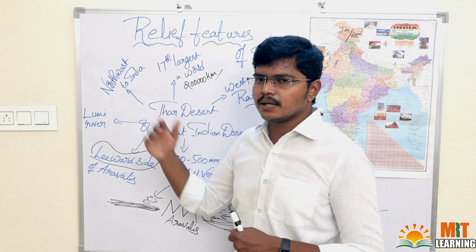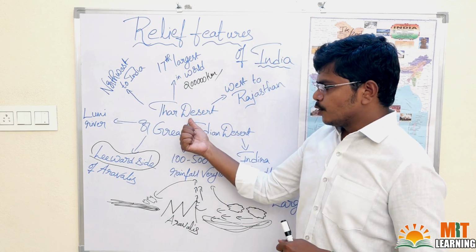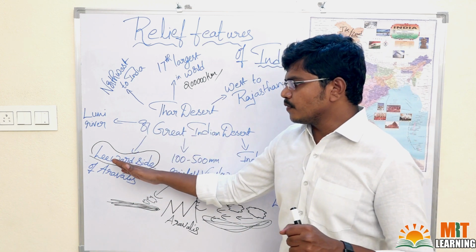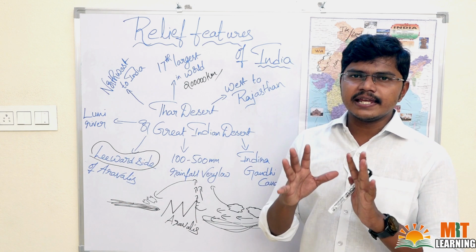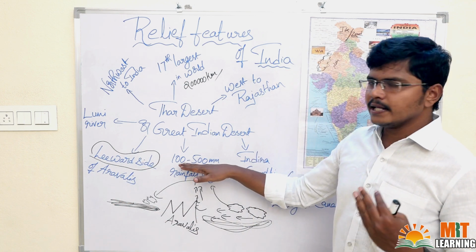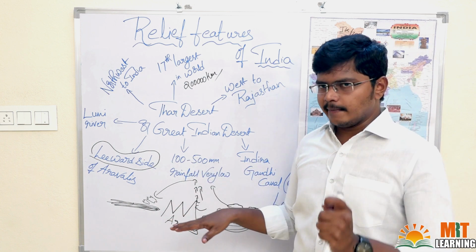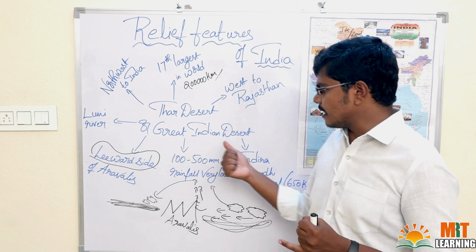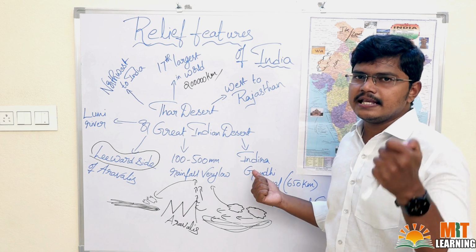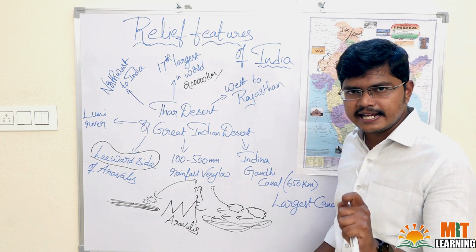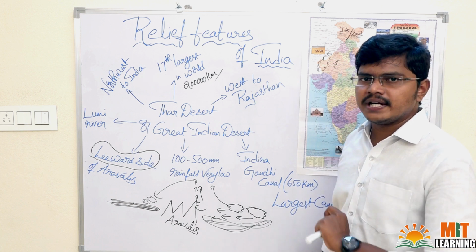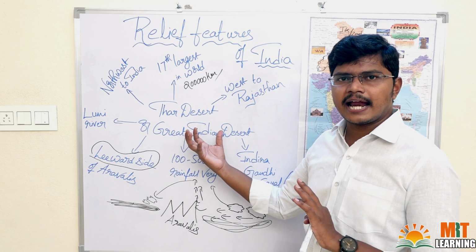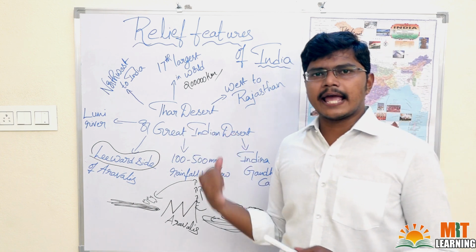What is the only river that we can see? The Luni river. Next, in which direction of the Aravallis is this Thar Desert located? The Thar Desert is located on the leeward side of the Aravallis. Very low rainfall, and how much quantity? 100 to 500 mm. Next, how are they living, how are they getting water? They are getting water with the help of the Indira Gandhi Canal, the largest canal in India with 650 kilometers. With the help of this, the people living near this desert and the vegetation and animals are getting water. So this is about the desert.